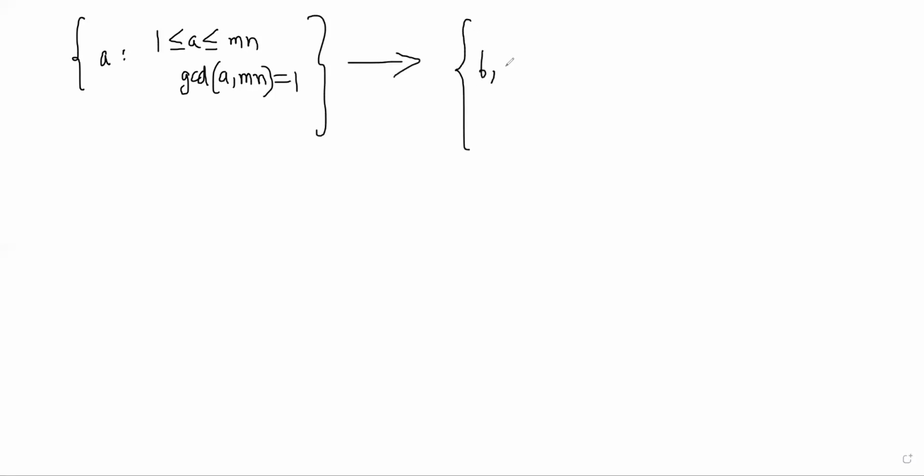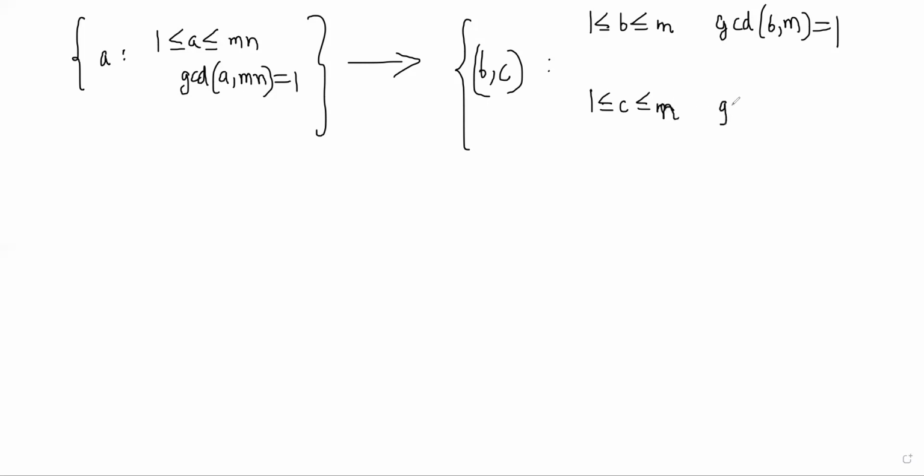I want to show that A such that 1 is less than or equal to A is less than Mn, GCD of A and Mn is 1, maps to some B comma C such that 1 is less than or equal to B is less than or equal to M, GCD of B and M is 1, and 1 is less than or equal to C is less than or equal to N, GCD of C and N is 1. Can we make a relation between an element here and an element here?